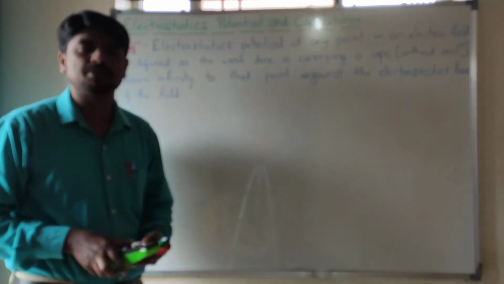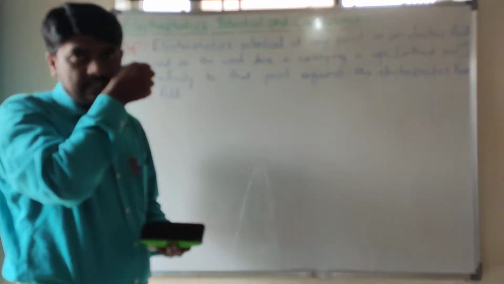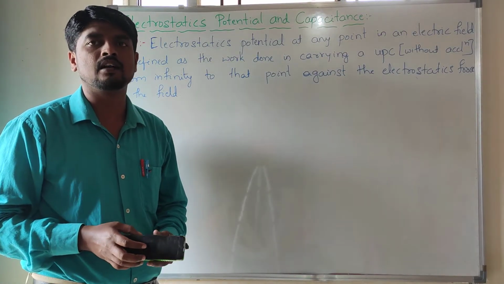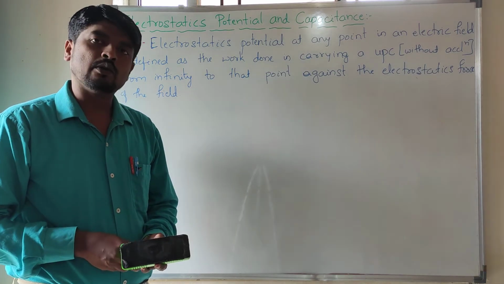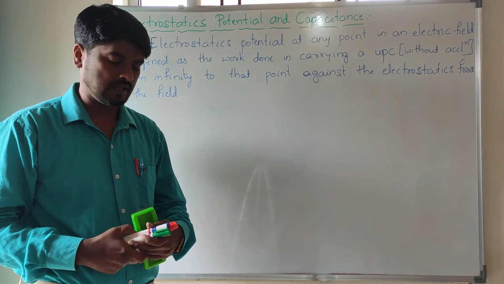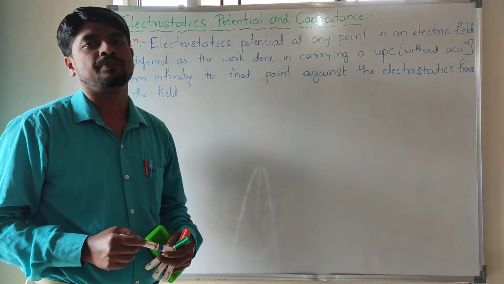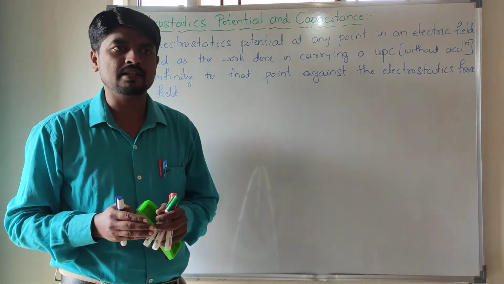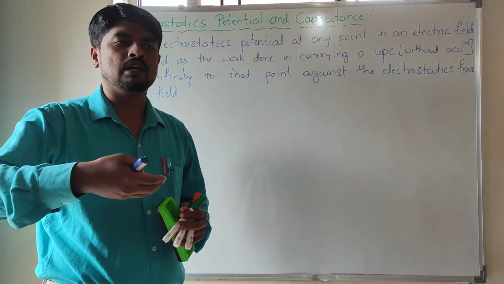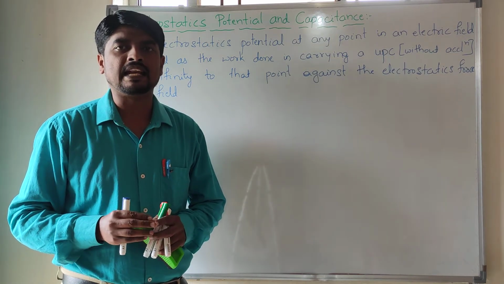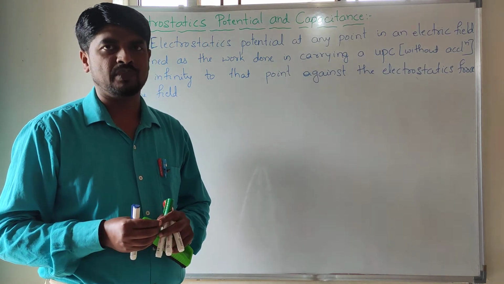Welcome back, students. In the last chapter, we studied electrostatics, charges and fields. There we understood the meaning of electrostatics, that means charges at rest. The next thing we studied is that when electric charges are placed, they produce an effective field around them, and that is called the electric field.